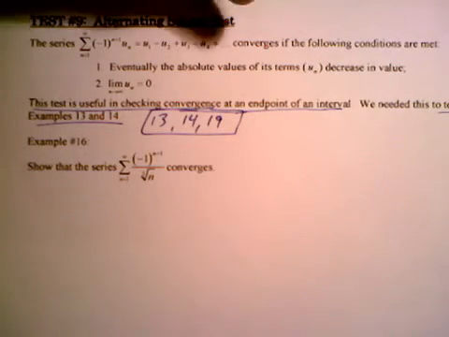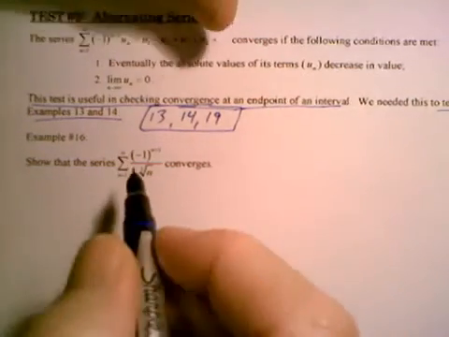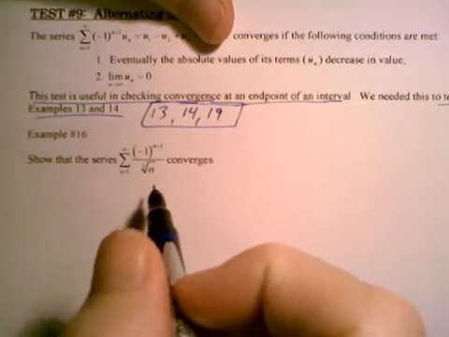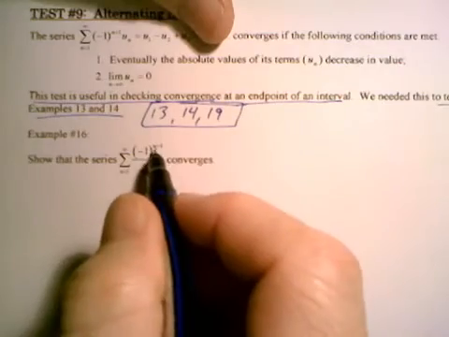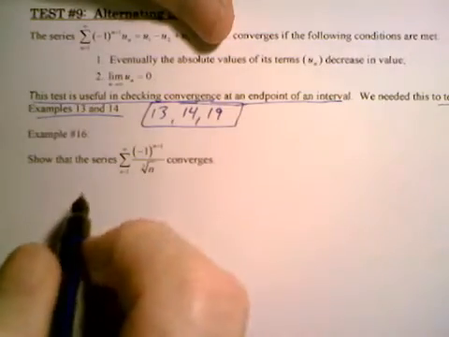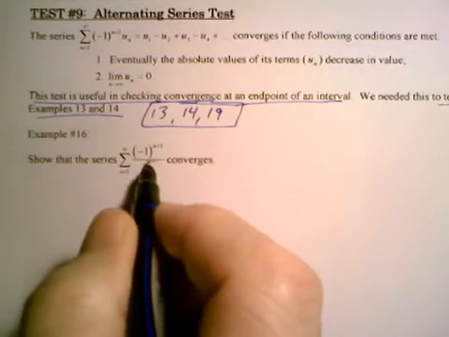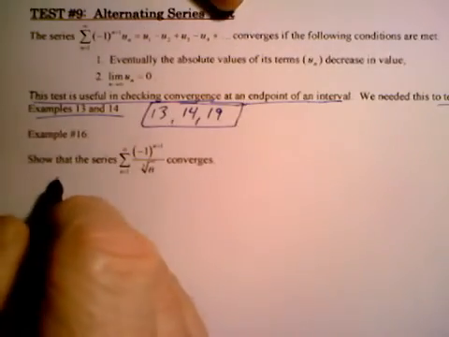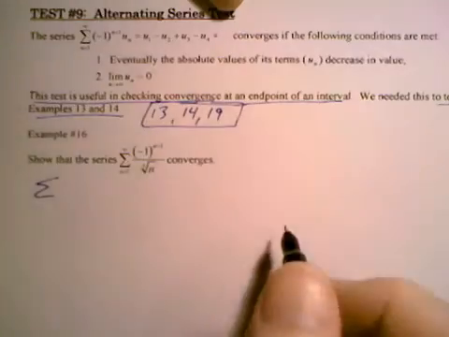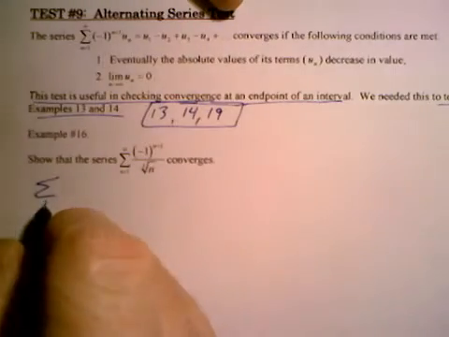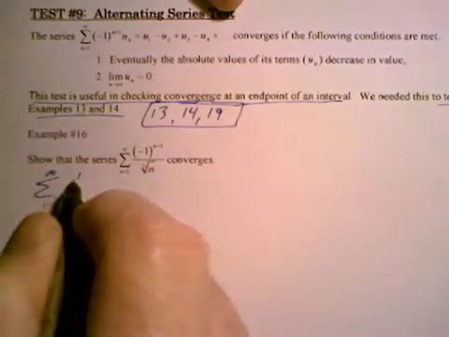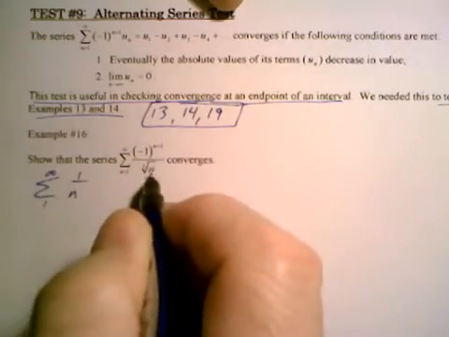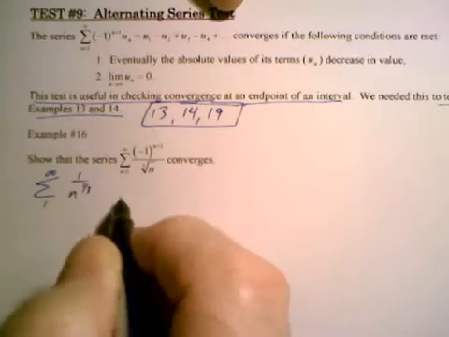Okay, so example number 16, we can see that it's an alternating series, but let's do this first. Let's just see if this series converges absolutely. We would test for absolute convergence by throwing out the minus signs and going from 1 to infinity of 1 over, and I don't like to write it as cube root of n, I'd rather write it as n to the 1/3.